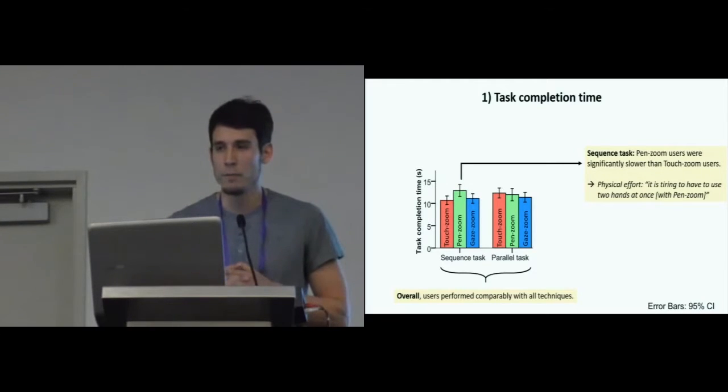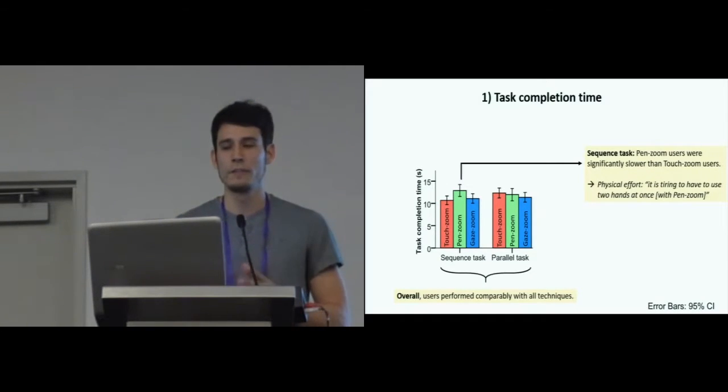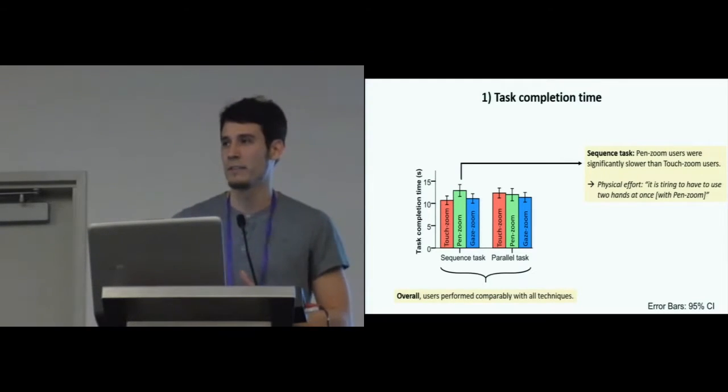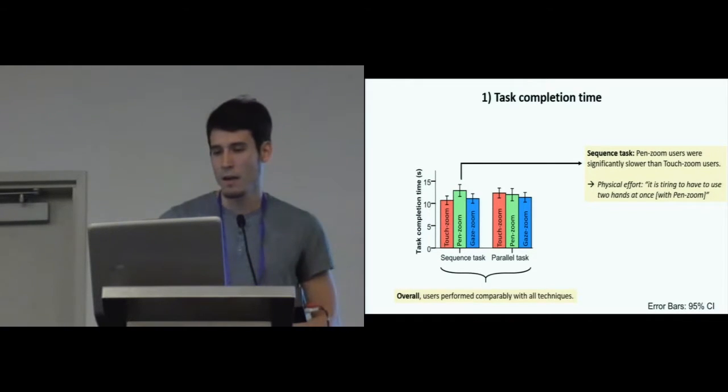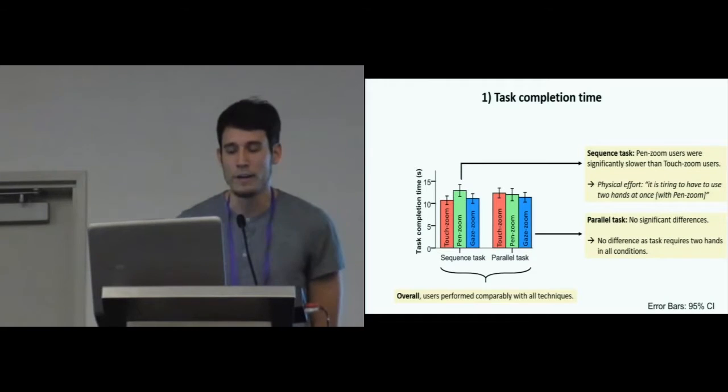And the user feedback indicated that this is because of physical effort with this technique. Users said it is tiring to have to use 2 hands at once. This is based on the design of the technique, so you need to use the pen and touch to zoom into positions, while the other techniques only require 1 hand for the zooming approach. However, in the parallel task, we did not find any significant differences. And this is because in this task, both hands were used anyway in the task, so there was no penalty of using 2 hands for the technique.